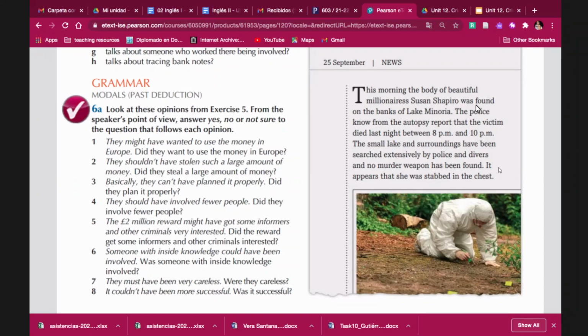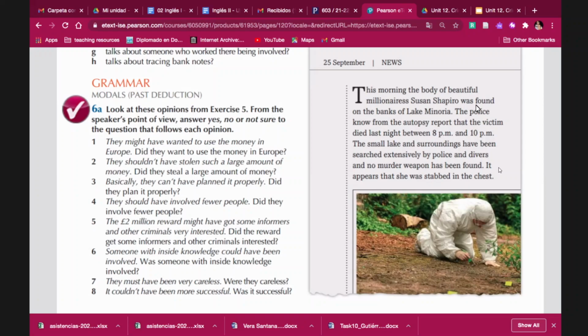Pero si la oración lo dice, they shouldn't have stolen such a large amount of money. So did they steal a large amount of money? But shouldn't is in negative form. Por eso esa es la pregunta. Porque la traducción al español sería, ellos no debieron haber robado tal cantidad de dinero. ¿Lo robaron? Si no debieron haberlo hecho, ¿lo hicieron? O sea, yes. Yes, they did. A large amount. Sí, porque eso lo dice la oración. Ellos no debieron haberlo robado. La pregunta es, ¿lo robaron? Sí, sí lo robaron.